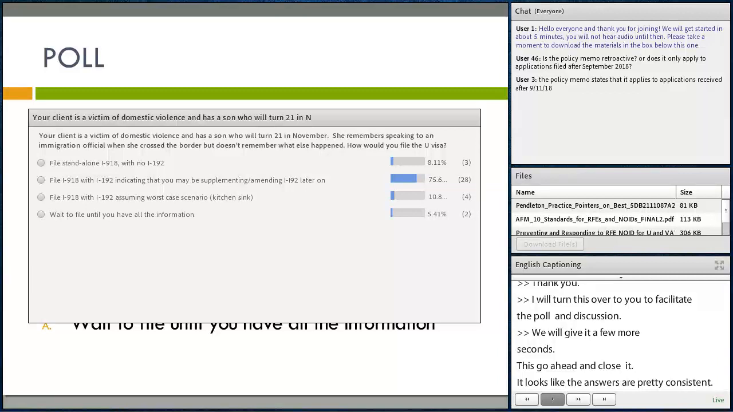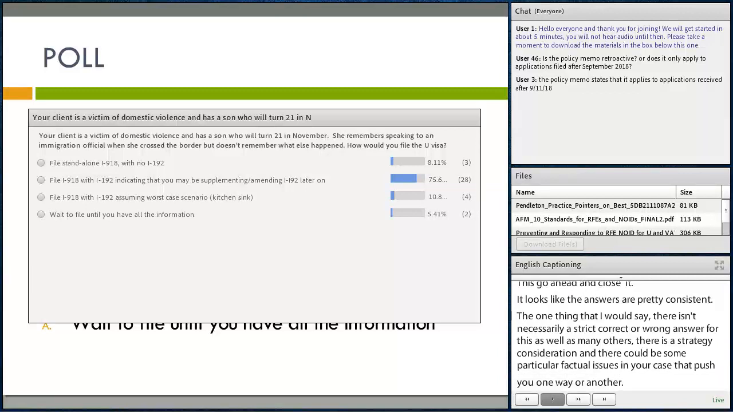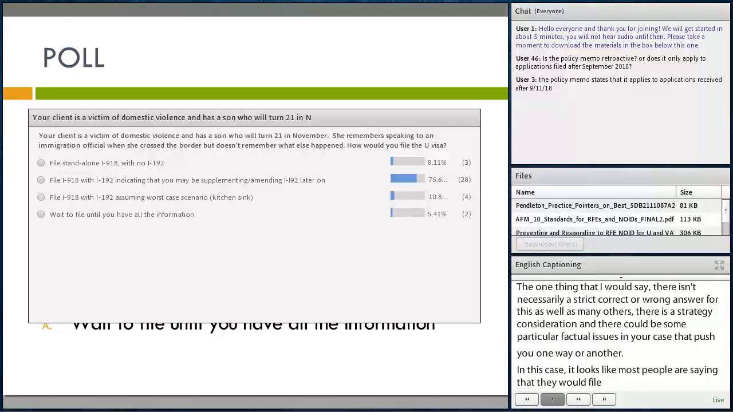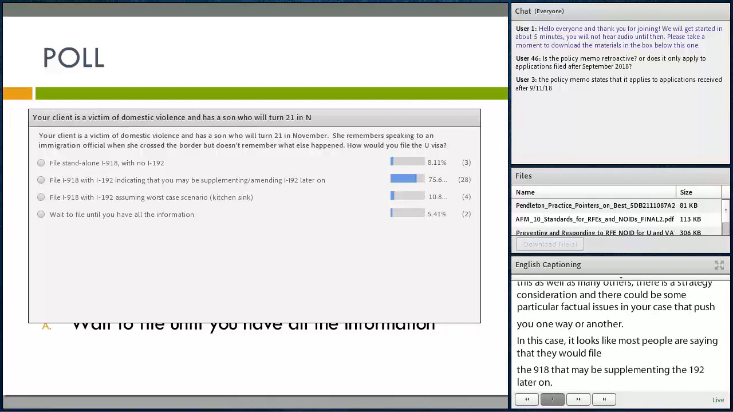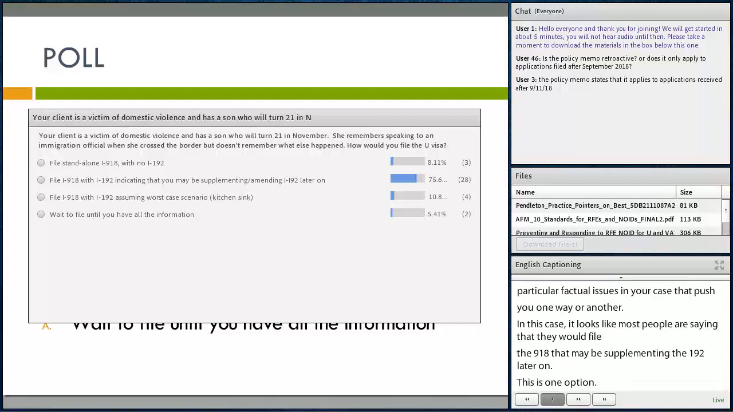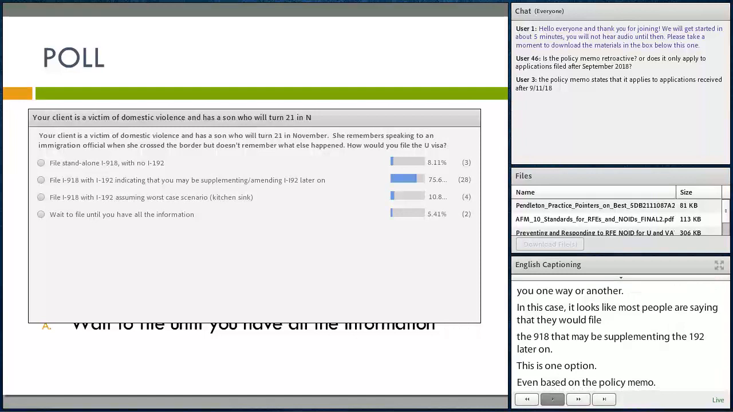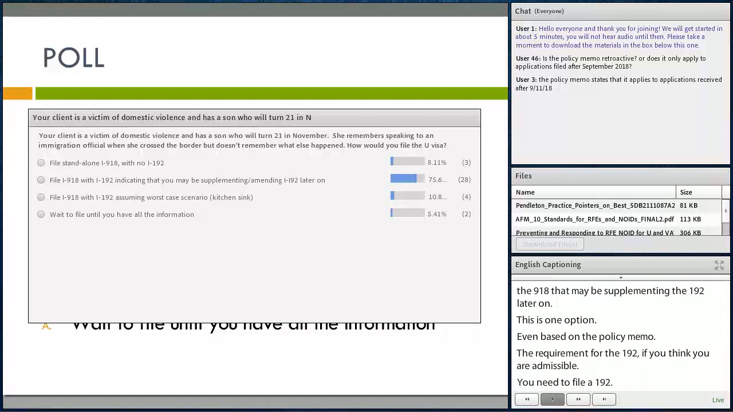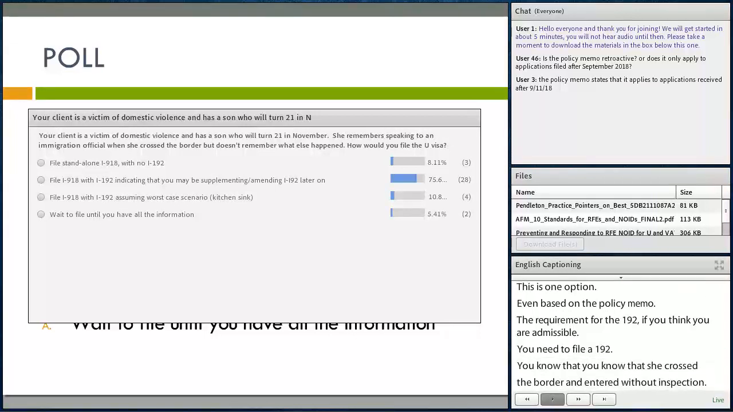So in this case, it looks like most people are saying that they would file the 918 with the I-192, saying that they might be supplementing or amending the I-192 later on. This is certainly one option, and even based on the policy memo, the requirement for the I-192 is if you think you're inadmissible, right? You must be filing an I-192. You know that she crossed the border. It sounds like she entered without inspection, and so you would have to file the I-192 regardless. So you would be filing that, and you're saying that you might be supplementing or amending later on if you find additional grounds of inadmissibility. And that approach might work in this situation.